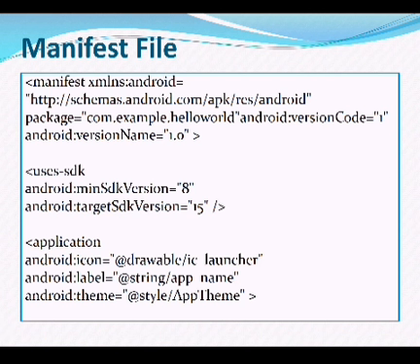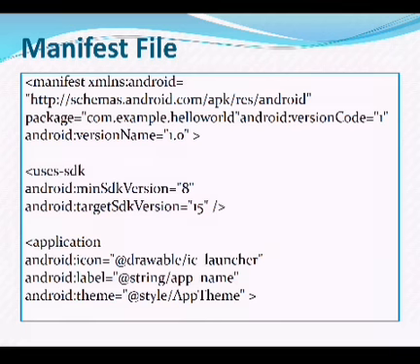Here manifest is the root tag and the package name is mentioned as com.example.helloworld, and version code 1 is the default, and Android version name we declared as 1.0. And the minimum SDK version and target SDK versions are all declared in the manifest file. Next, the application tag encloses the components related to the application.